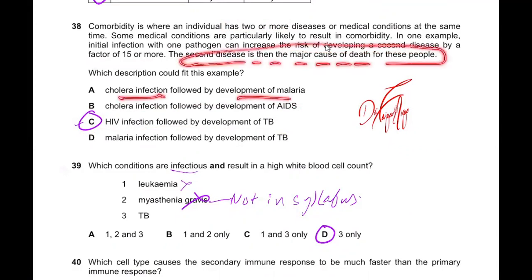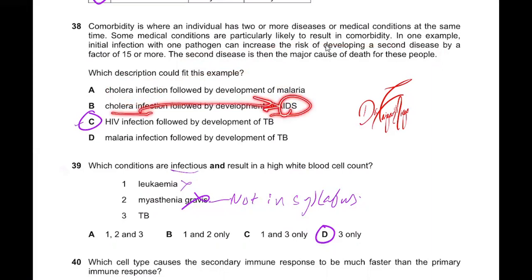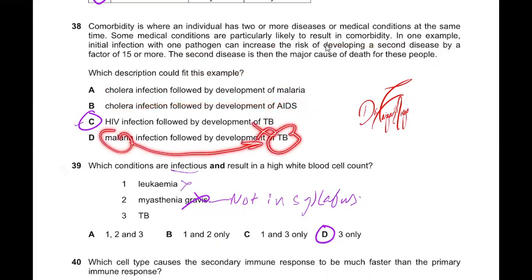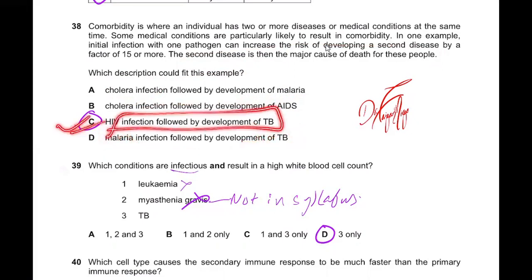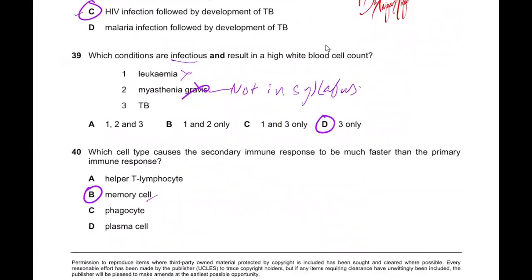Cholera infection followed by development of malaria. Cholera will not make a person vulnerable to malaria. Cholera infection followed by AIDS. Cholera cannot make a person vulnerable to AIDS. Malarial infection followed by development of TB. Again, malaria cannot make a person more susceptible to TB. But yes, HIV infection can cause a person to become more prone to TB, tuberculosis, because tuberculosis occurs in people who are immunocompromised. Which conditions are infectious and result in a high white blood cell count?